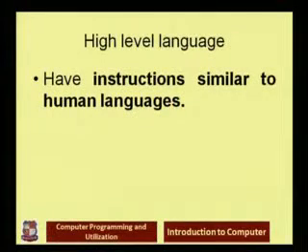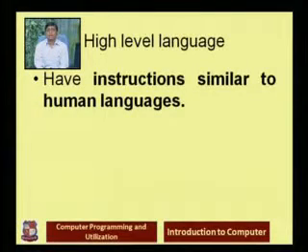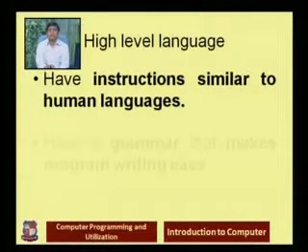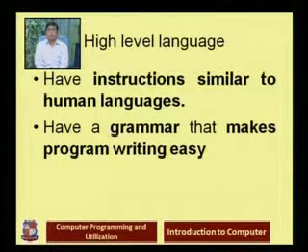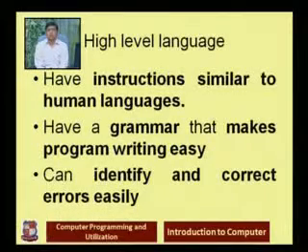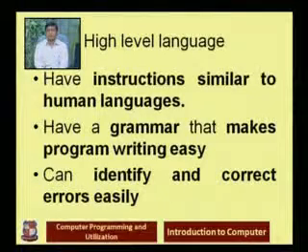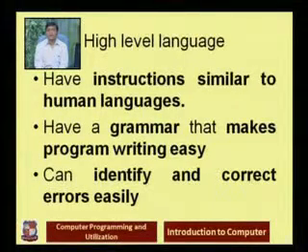So as we have discussed, high level languages have instructions similar to our human languages. Whatever instructions we use in our routine life, similar instructions are available in the high level language. High level language has its own grammar, which makes our task of programming easy. One more functionality has been added to the high level language: it can identify and correct errors easily.